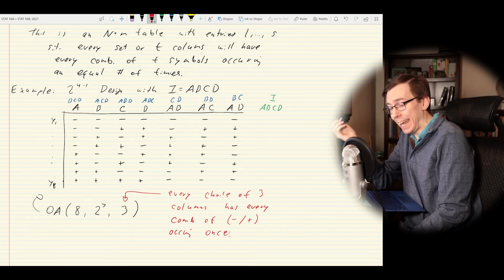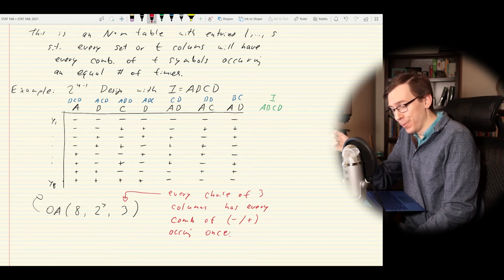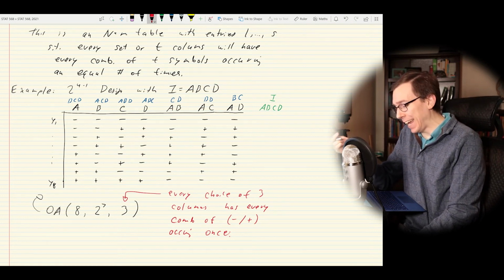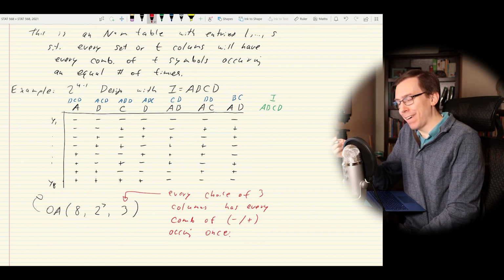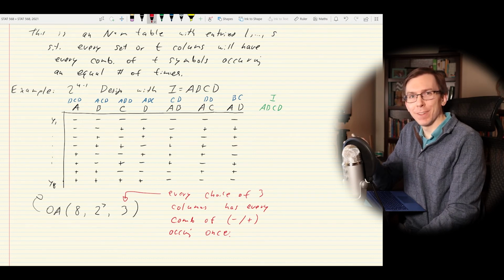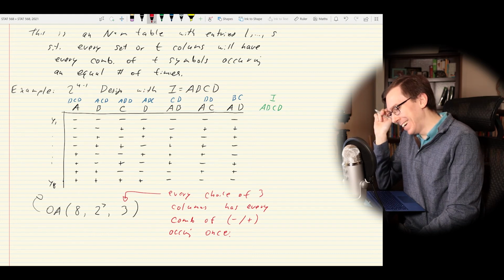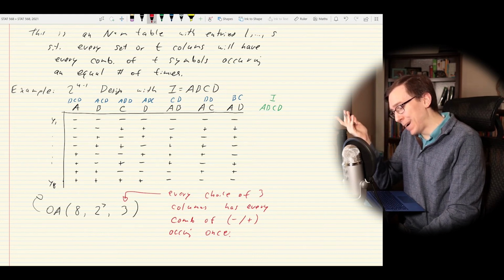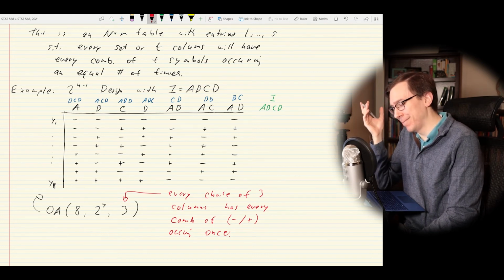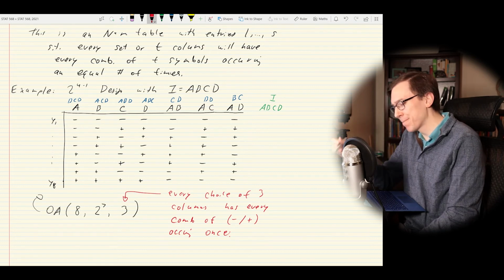And what we see is we can't have a strength 4. Well, first of all, the easiest way to see that it can't be strength 4 is the fact that there are 16 different choices for minus, plus, minus, plus, minus, plus, minus, plus. And I only have 8 possible rows, so it just doesn't even work one bit.